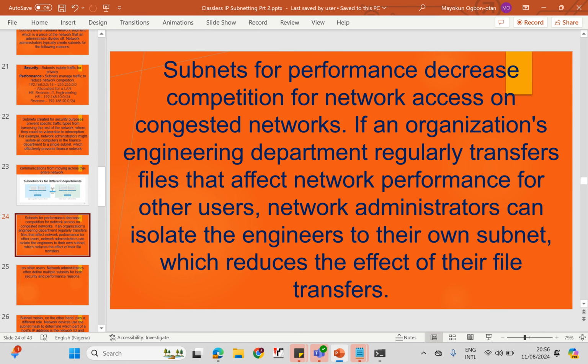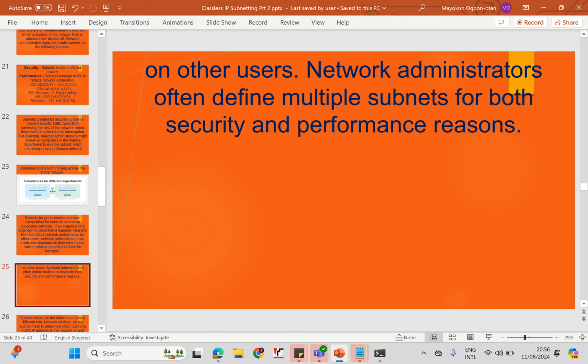All right. Subnets for performance decrease competition for network access on a congested network. I've explained this. If an organization's engineering department regularly transfers files that affect network performance for other users, the network administrator can isolate the engineers to their own subnet, which reduces the effect of their file transfers on the other users. Network administrators often define multiple subnets for both security and performance reasons.